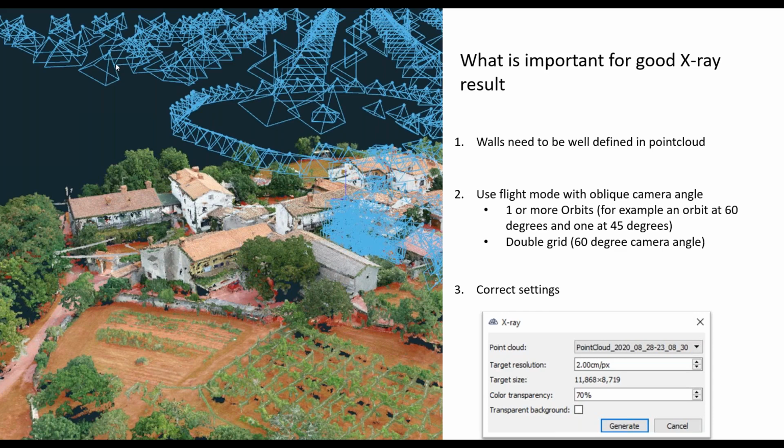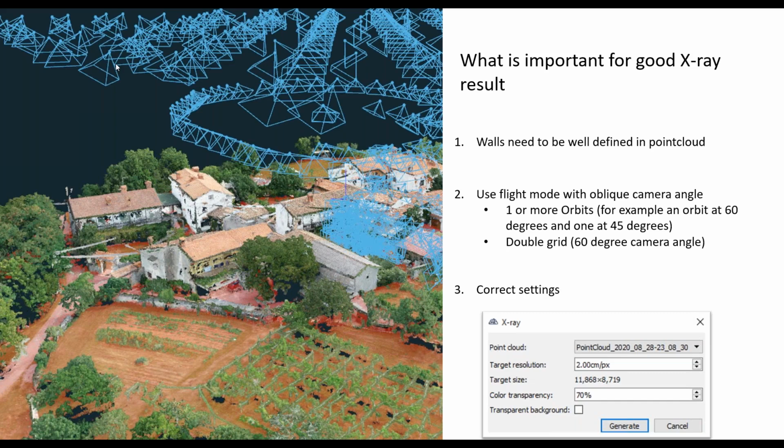You can also use the double grid flight mode with, for example, a 60-degree camera angle. You can use that one if you have a larger area and you would have to use too many orbital flights. You can also combine orbits and double grid, but this is already probably more than what we need. We need to have photos recorded so that we can see the walls of objects in 3D.